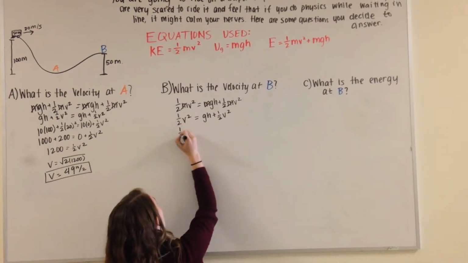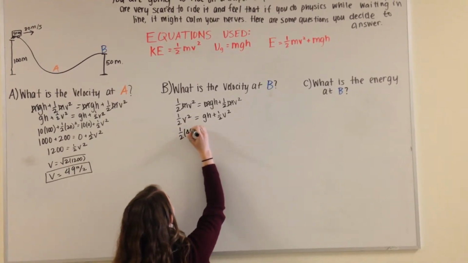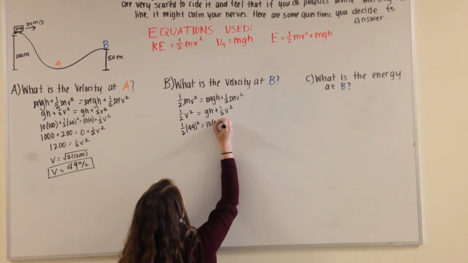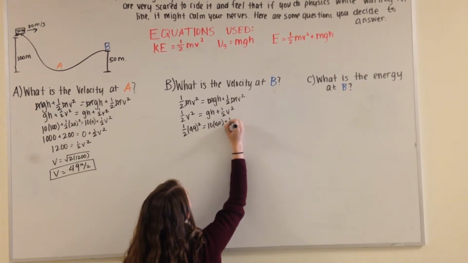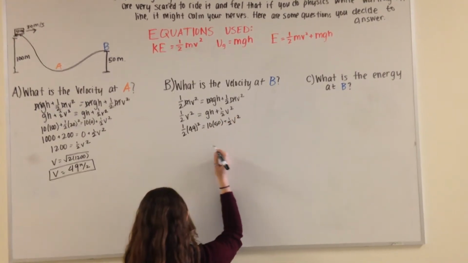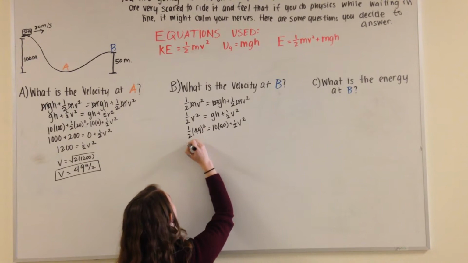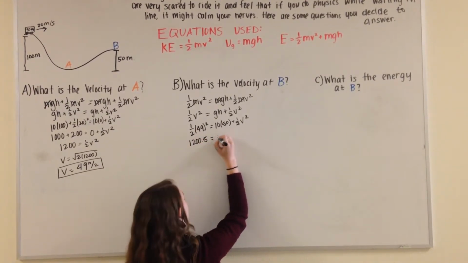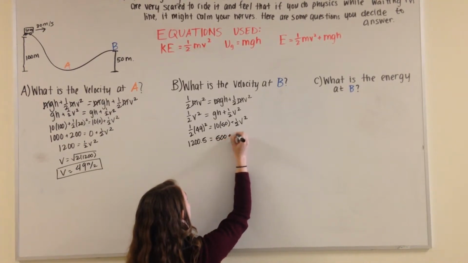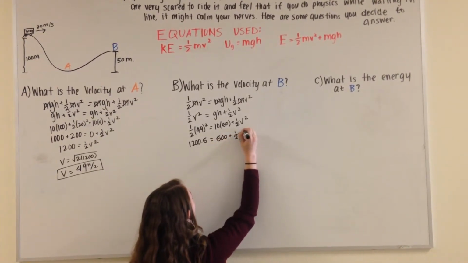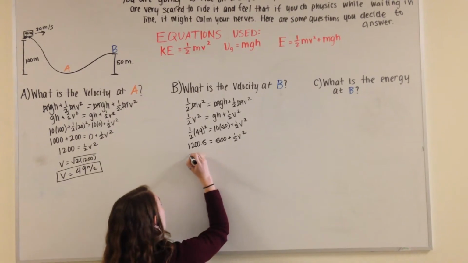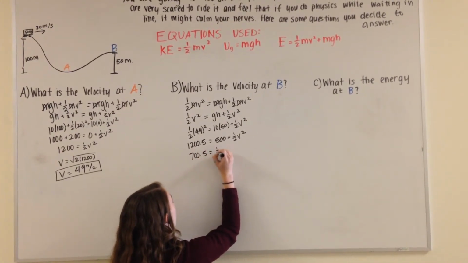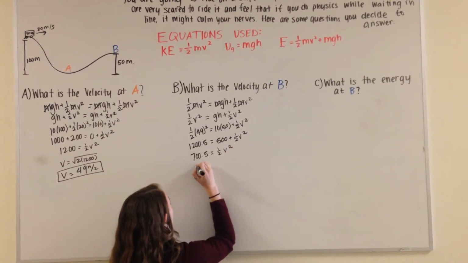When we plug in the numbers, we use the 49 meters per second we got in the last problem, so 1/2 times 49 squared is equal to 10 times 50 plus 1/2 v squared, and we're trying to find what that v is. When you do the computations on both sides, you get 1,200.5 is equal to 500 plus 1/2 v squared. So we subtract 500 from both sides and get 700.5 is equal to 1/2 v squared.